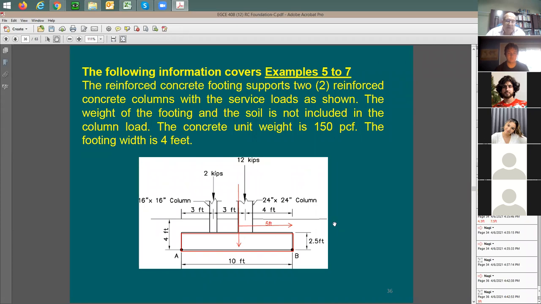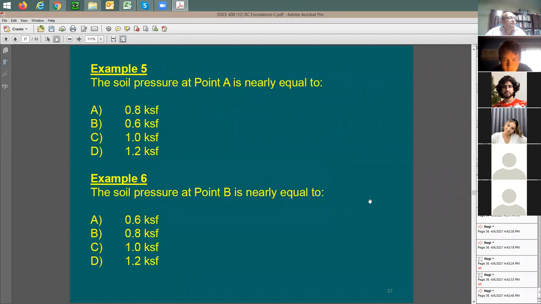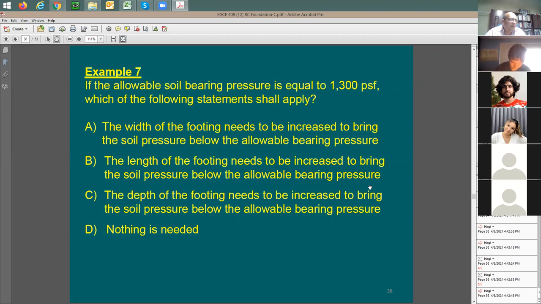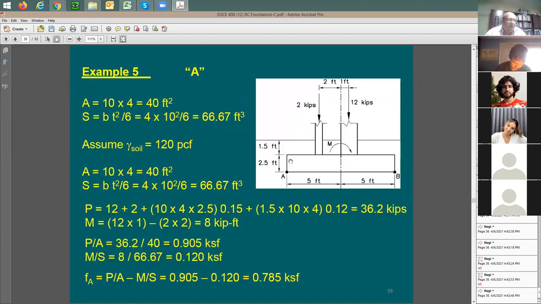So now I have three forces, but the good thing is that one of them is right in the center of the footing. So you just take the weight of the footing divided by the contact area, to give you the pressure due to the self-weight. They say also the footing width is 4 feet. Now, where's the width? The width is going to be perpendicular to the screen, so this is going to be 4 feet here. Okay. Some questions on 5, 6 and 7, and the pressure and what I need to do, and things like this. I want you to read this carefully.